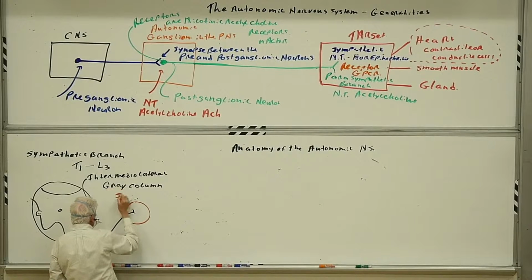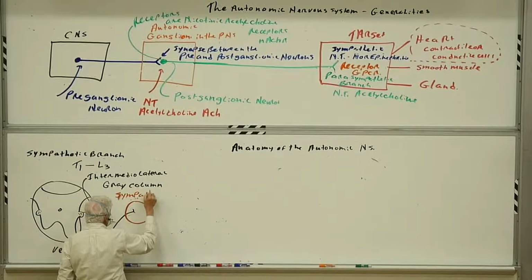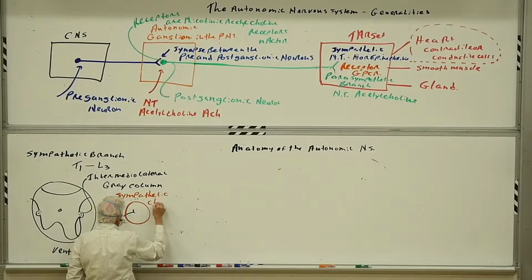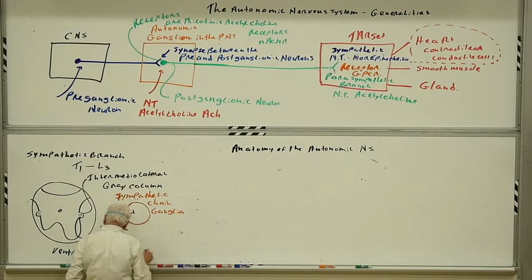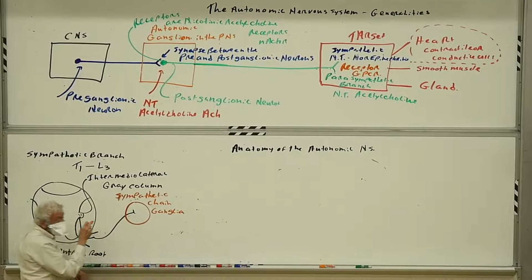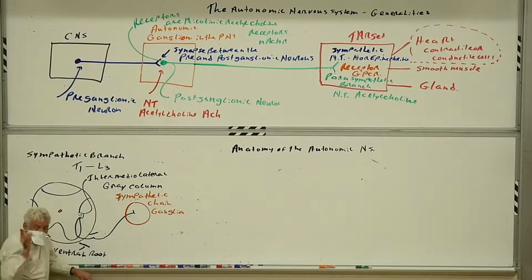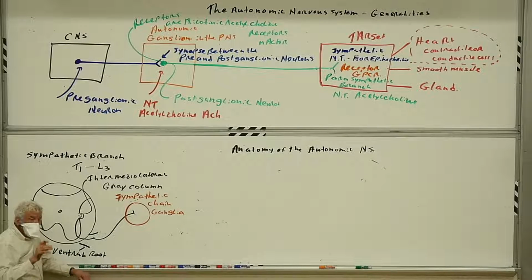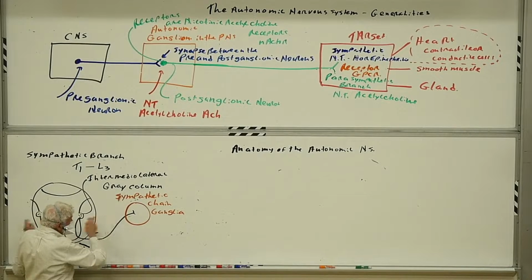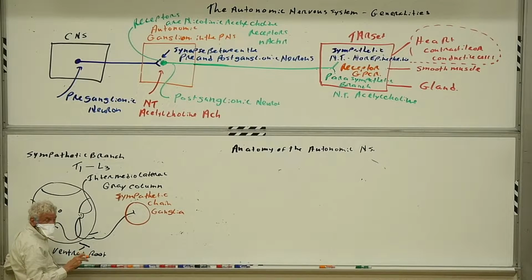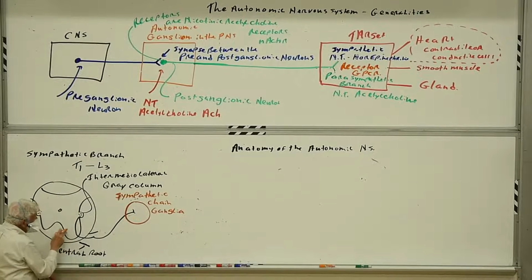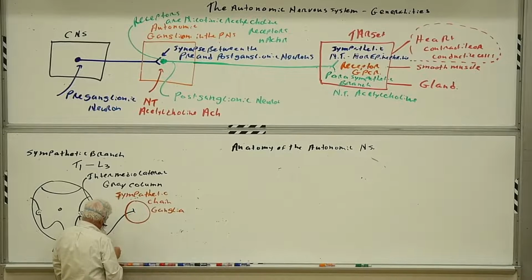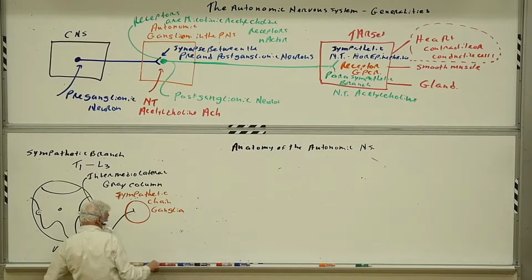sympathetic chain ganglia. So the sympathetic chain ganglia are going to be a series of ganglia. They used to be known as the paravertebral ganglia. They're right along the spinal column. And there's going to be a pair of these on the left and right side between T1 and L3. These are the sites along the spinal column where the preganglionic neuron synapses onto the postganglionic neuron.